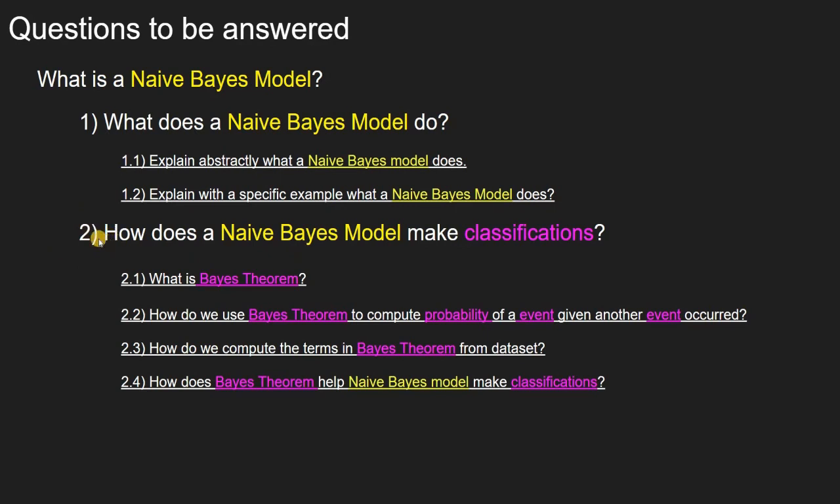Now, the second major question I'm going to answer is, how does a naive Bayes model make classifications? To answer that, I'm going to be answering 4 sub-questions. So 2.1, what is Bayes theorem? 2.2, how do we use Bayes theorem to compute the probability of an event given another event occurred? 2.3, how do we compute the terms in Bayes theorem from a data set? And 2.4, how does Bayes theorem help the naive Bayes model make classifications? So I'm going to be answering those 2 major questions.